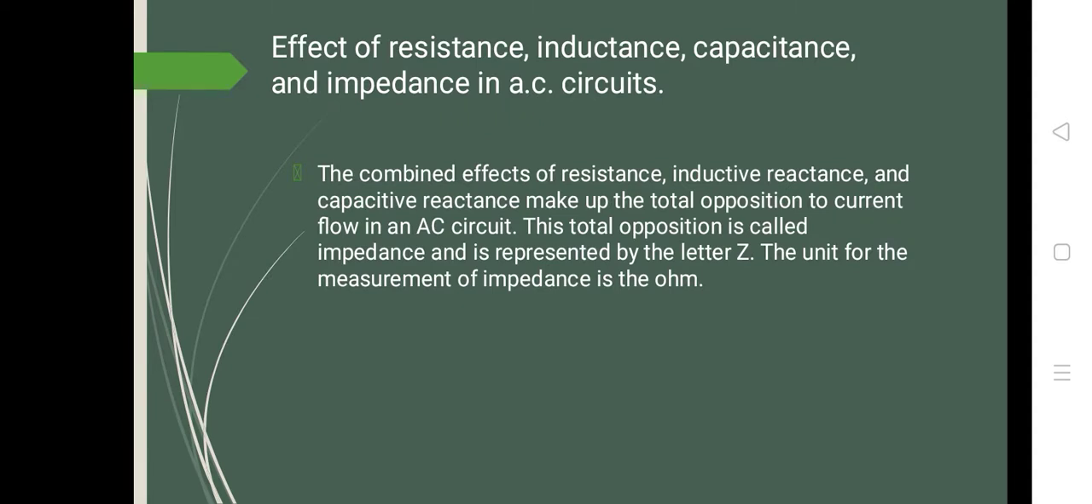So, what is the effect of resistance, inductance, capacitance, and impedance in AC circuits? For what I searched, the combined effects of resistance, inductive reactance, and capacitive reactance make up the total opposition to current flow in an AC circuit. This total opposition is called impedance and is represented by the letter Z. The unit for the measurement of impedance is the ohm.